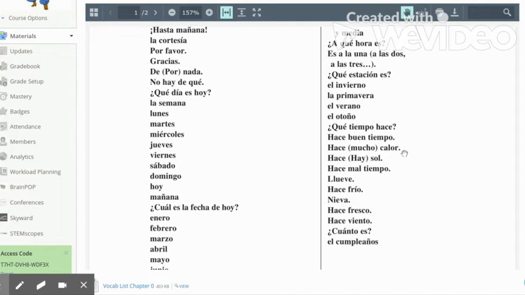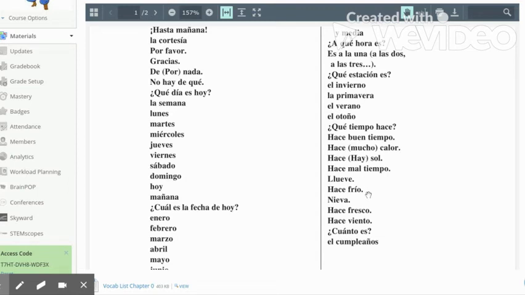Hace calor, it is hot. Hace mucho calor would mean it's really hot. Hace sol, it is sunny. Sol means sun, so hace sol means it is sunny. Hace mal tiempo, it is bad weather. Okay, bad weather. Llueve, remember the double L in Spanish is a Y sound, so llueve, rain.